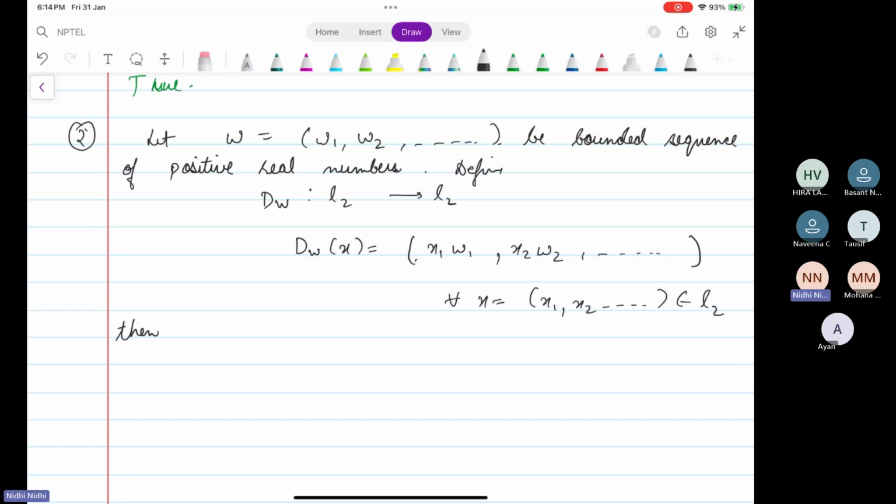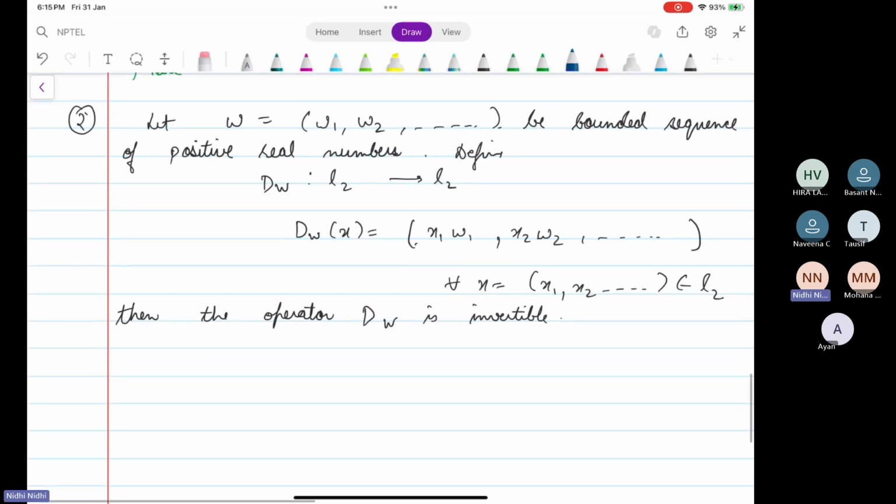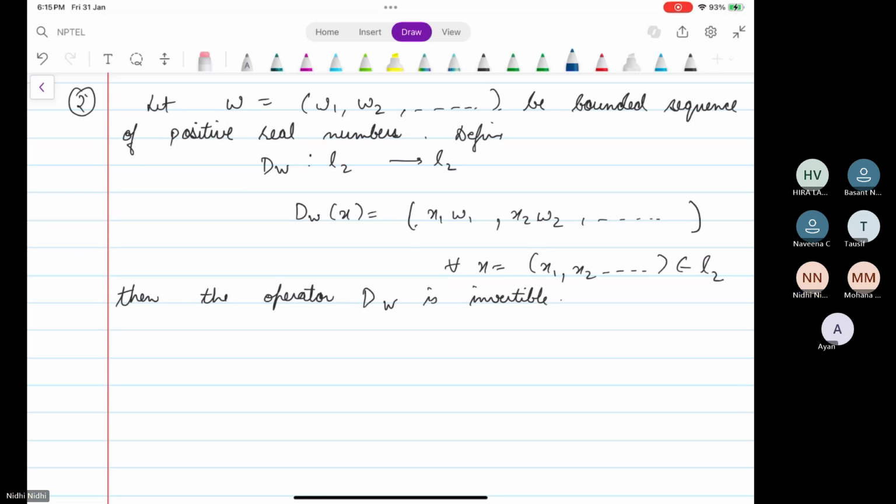They are saying that then the operator dW is invertible. So can anyone just guess whether this is true or false? Will it be invertible or not? My guess is also no.